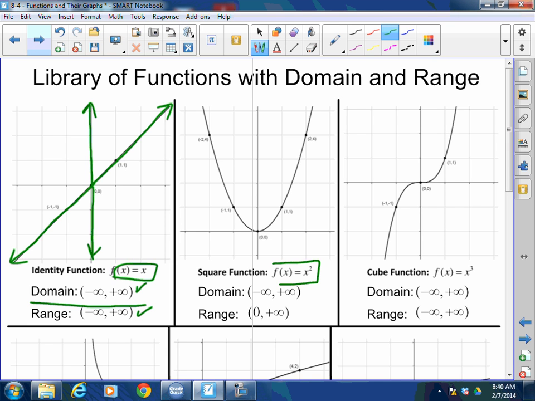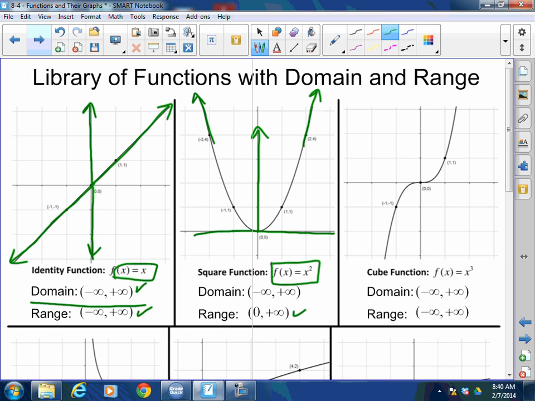Quadratics. Do I have any restrictions? My domain is going to be all real numbers, but why? Because I'm going further and further to the right, and I'm going further and further to the left, so everything is being encompassed on my x side. My range, my lowest level is 0. From 0, I can only go up. So my range is 0 to positive infinity.